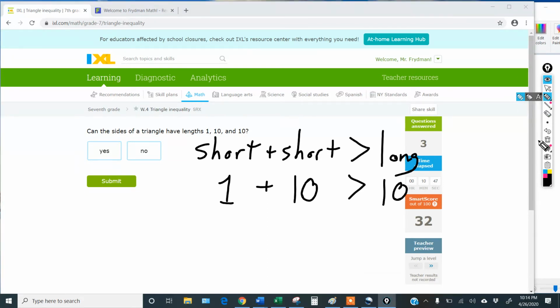And while I was gone, I had time to figure out what 1 plus 10 is. It's 11, which is greater than 10. So that's good. So we would be able to make a triangle with two side lengths that are each 10 inches or centimeters or whatever, and the other side length of 1.